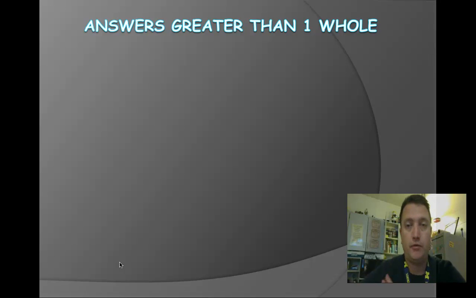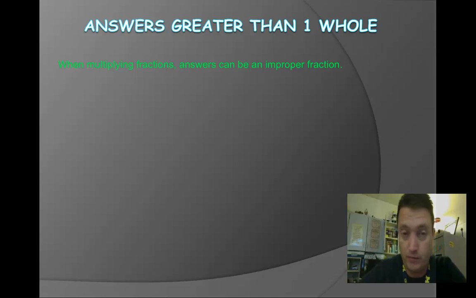So we're going to take a look at what happens when you get answers greater than 1 whole. Sometimes you're going to write these as improper fractions. Sometimes you're going to write them as whole numbers. Okay. So in multiplying fractions, answers can be an improper fraction when you get that answer. So don't look at that and think, oh my goodness, I must have done something wrong. That doesn't mean that at all.